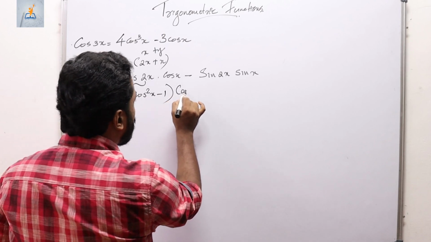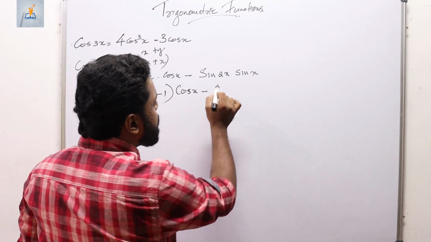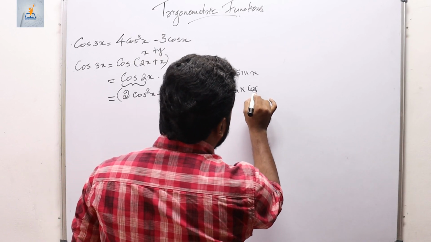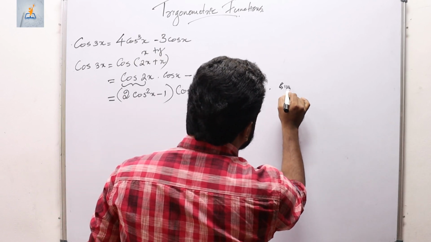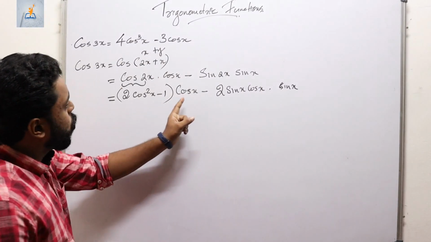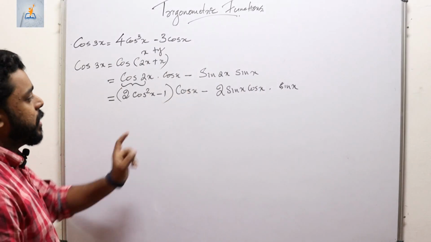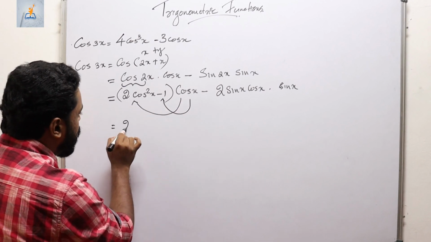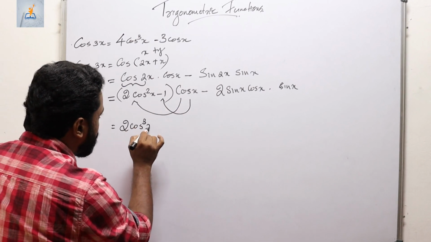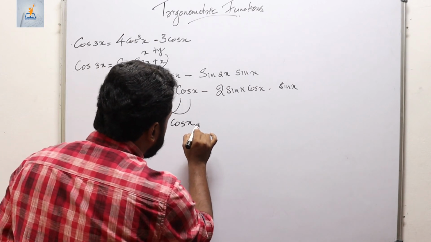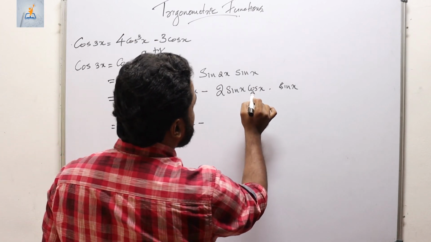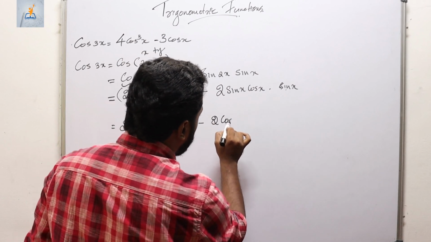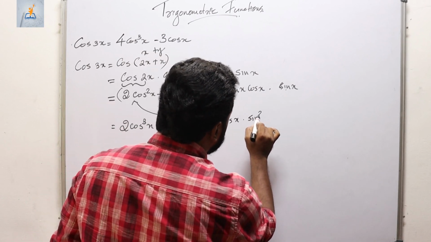It is into cos x minus sin 2x, which is equal to 2 sin x cos x into sin x. Now I am going to multiply each with each. That means I am going to operate this bracket. It will become 2 cos cube x minus cos x minus, again here we have sin x and sin x, isn't it? So it will become 2 cos x into sin square x.